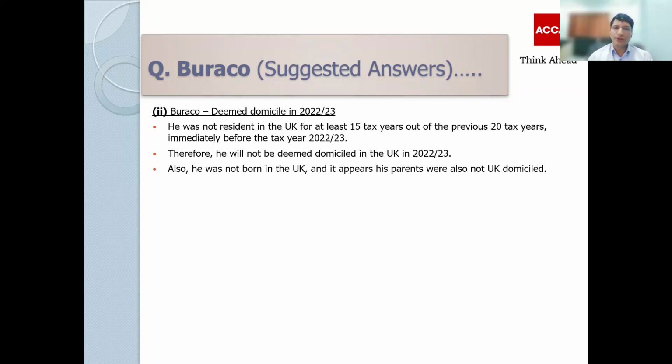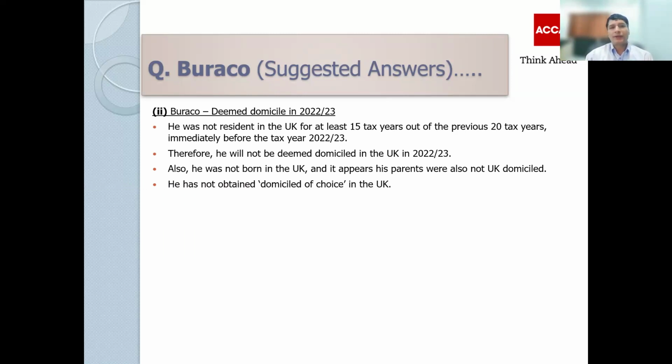Someone was born in the UK or not, his or her parents were born in the UK or not, and his or her parents were UK domiciled or not. Yeah, this point will earn you half to 1 mark in some cases. So put this down because it's not a difficult point. And from the question, you can easily pick this.